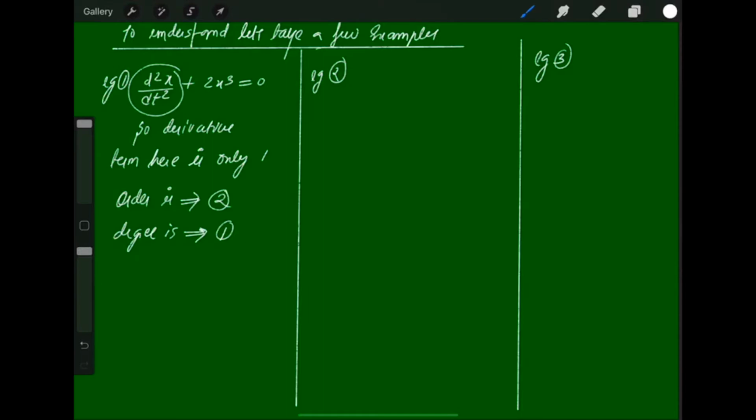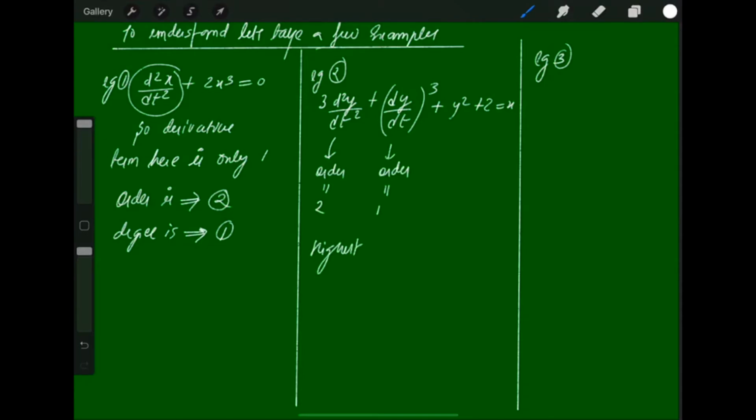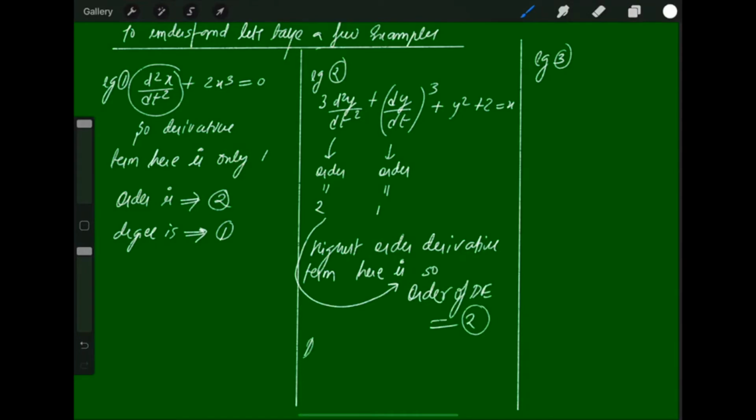In example number 2: 3 times d2y by dt square plus (dy by dt) the whole cube plus y square plus 2 equals x. Since there are 2 derivative terms in this equation, the first is d2y by dt square, the second being dy by dt, the highest order derivative term naturally is d2y by dt square. So the order of this differential equation is 2. Now the power of the highest order derivative is 1. So the degree of this differential equation will be 1.